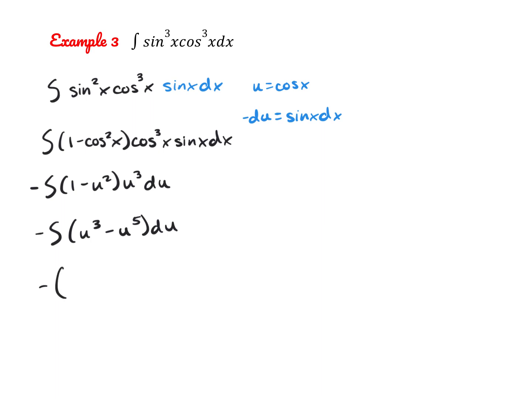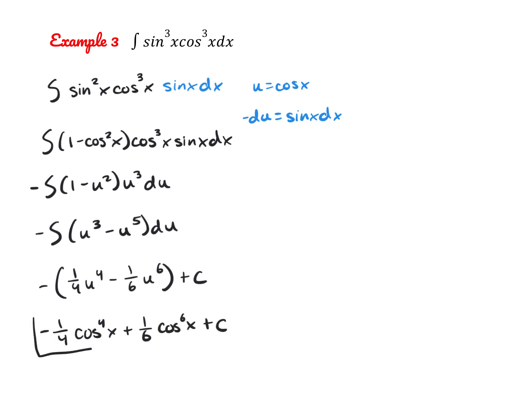So negative, and then we have 1/4 u to the 4th minus 1/6 u to the 6th plus c, and we'll substitute back out. So negative 1/4 times the cosine 4th of x plus 1/6 cosine to the 6th of x plus c.